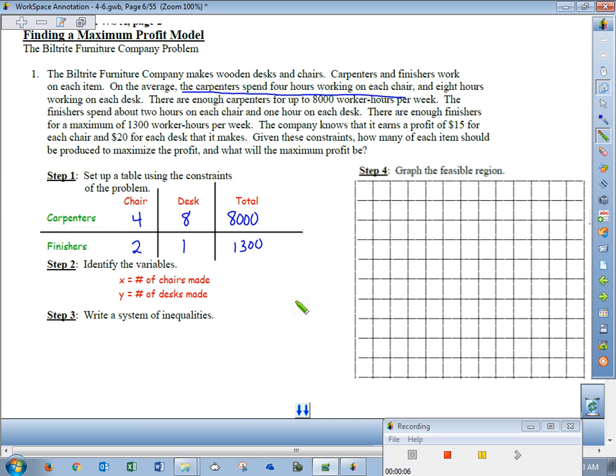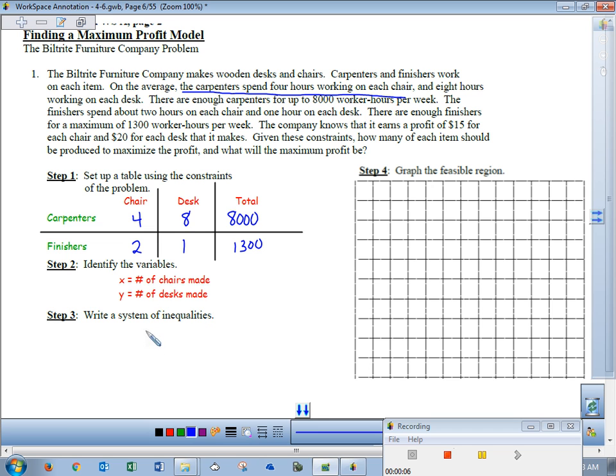Now there is information that we haven't even dealt with yet. We've got this profit of $15 for a chair and profit of $20. That'll come later. All your profits or your costs, your money numbers, will come later. Okay, so we'll deal with those later. This is enough to get started writing a system of inequalities. And here, let's start with some basics. There are two basic inequalities that need to be in each one of these.